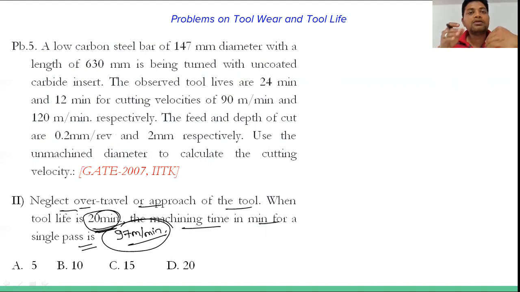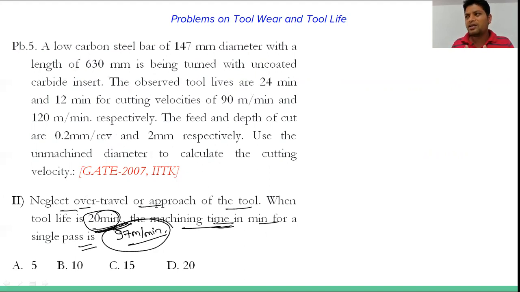Okay, at 97 meters per minute, if we use this speed, then whether it is a single pass, double pass or triple pass, if we use the tool continuously, it can run for at most 20 minutes. But what does machining time mean? Machining time means you are going for a single pass using the given parameters, and you are calculating the time. But this time will not define the tool life.